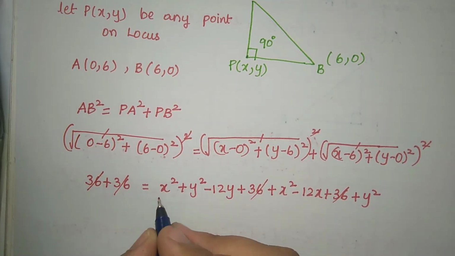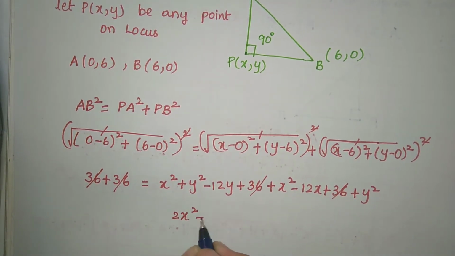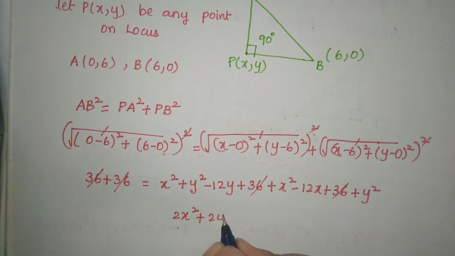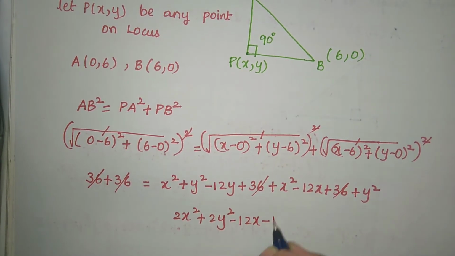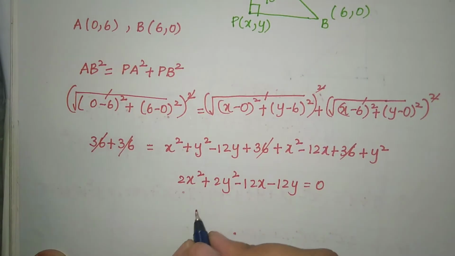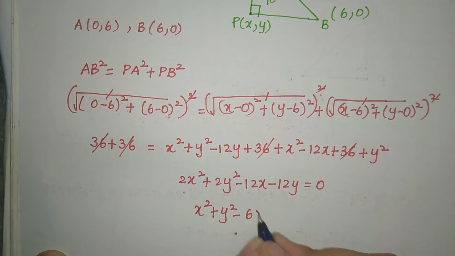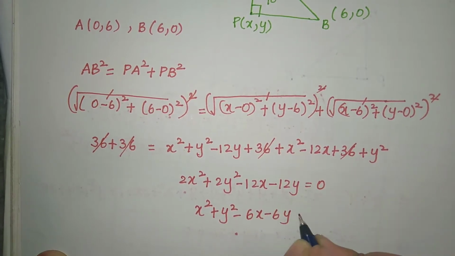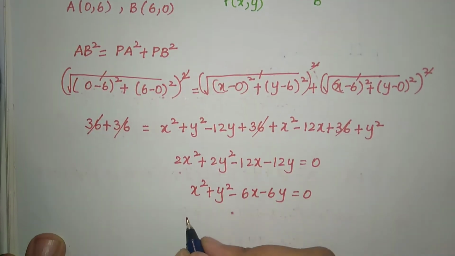So what are the remaining terms we have? x square plus x square, 2x square. y square plus y square, 2y square. Minus 12x we have and minus 12y we have is equal to 0. Just take the 2 common. x square plus y square minus 6x minus 6y is equal to 0. So this is the required equation of locus.